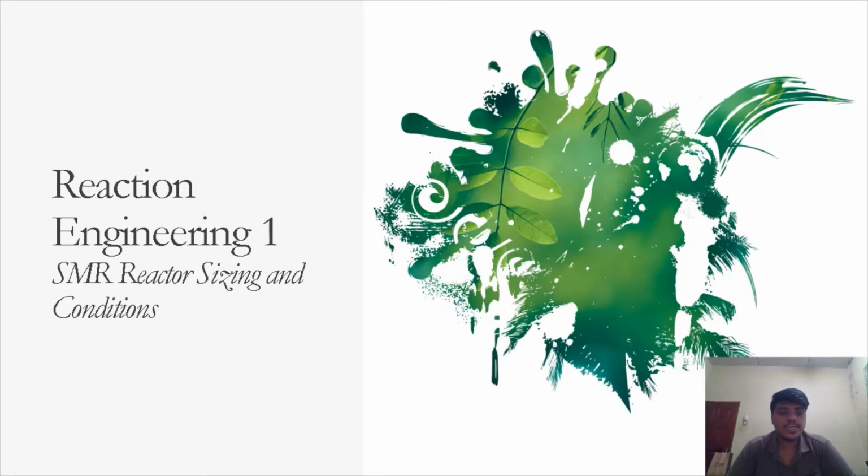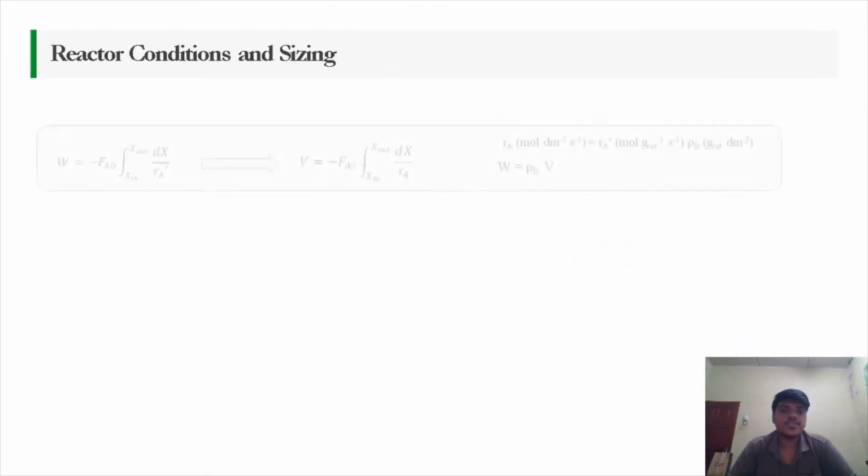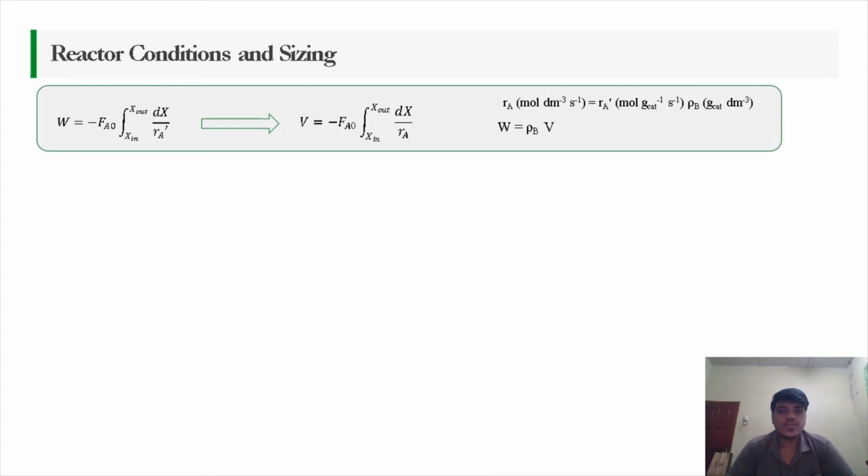Next, we'll talk about the SMR reactor sizing and conditions. So the formula to find the weight of catalyst in a PBR is W equals negative FA0 dX over RA prime, which can be converted to V equals negative FA0 dX over RA using the two equations, which are RA, the reaction rate per volume, equals RA prime, the reaction rate per gram catalyst, times the bulk density, and the weight equals the bulk density times the volume of PBR.